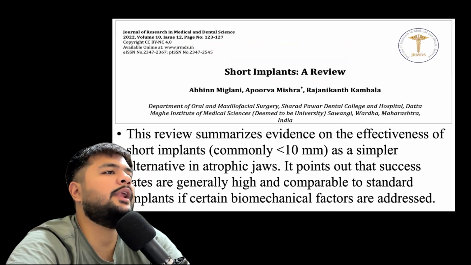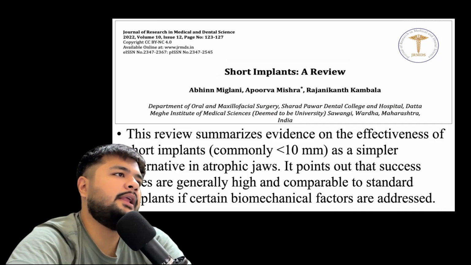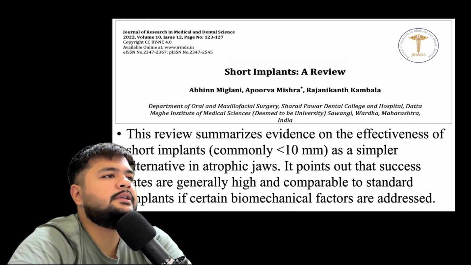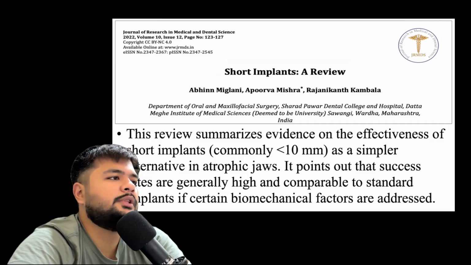Then coming to my own article. This was a review article in the Journal of Research in Medical and Dental Sciences, year 2022, with my guides Dr. Apurva Mishra and Dr. Rajnikant Kambala at the Department of Oral and Maxillofacial Surgery, Sharad Pawar Dental College, during my internship. This review summarizes evidence on the effectiveness of short implants, commonly less than 10 mm, as a simpler alternative in atrophic jaws. It points out the success rates are generally high and comparable to standard implants if certain biomechanical factors are addressed.